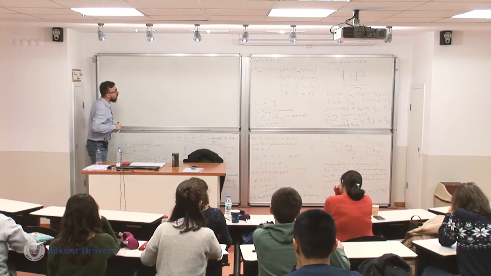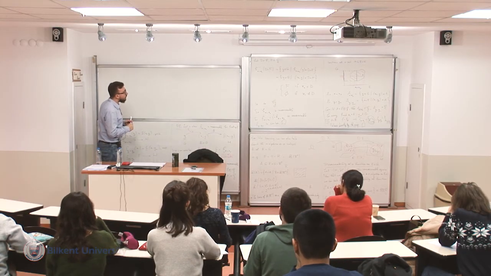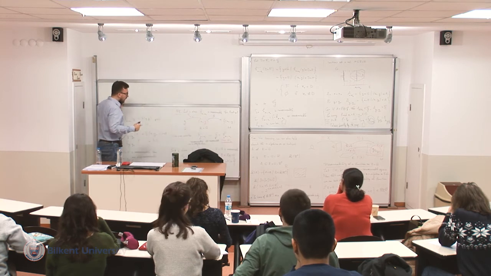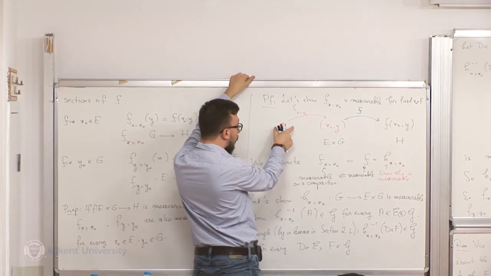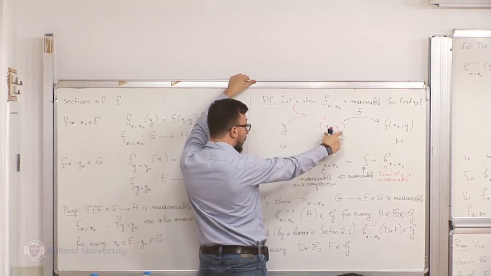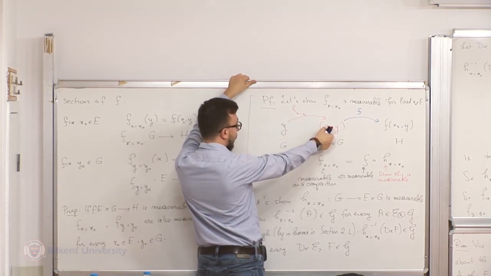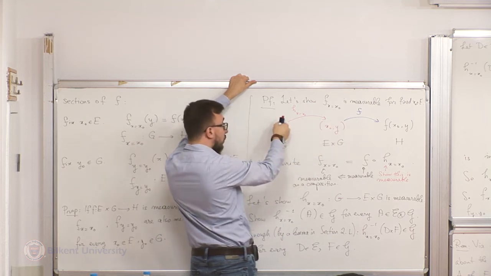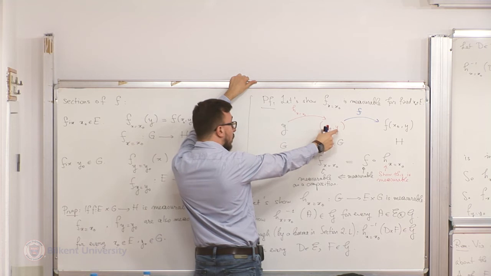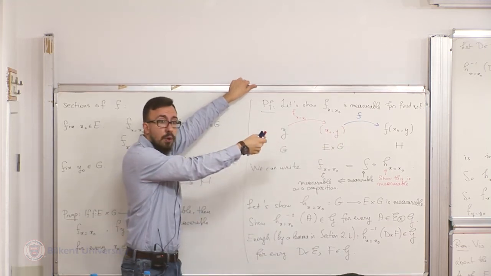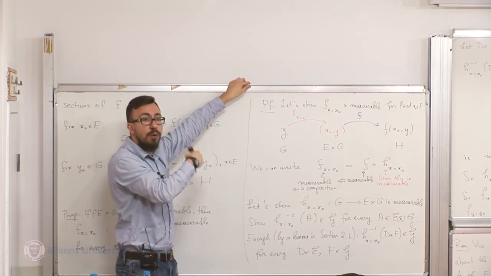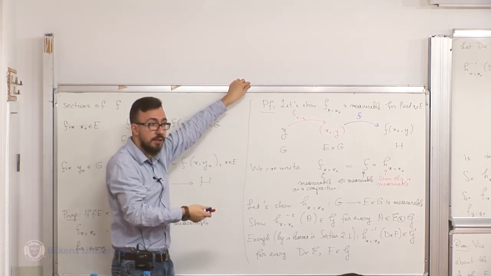I would also like to add an exercise. Here we looked at the function h, which maps y to a pair where the first coordinate is fixed. You can do the opposite: given a pair xy, you can just look at its first coordinate or the second coordinate. These are called coordinate mappings or coordinate functions.